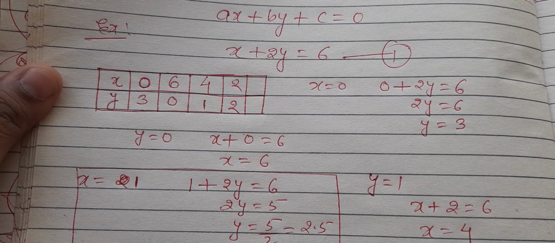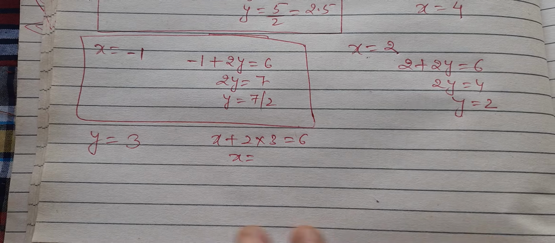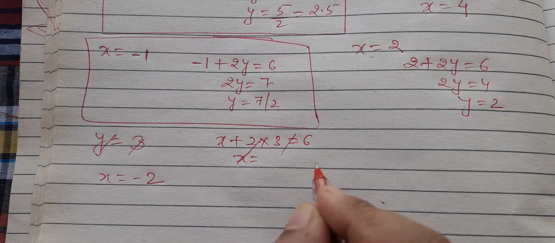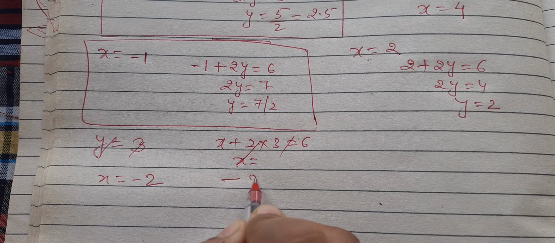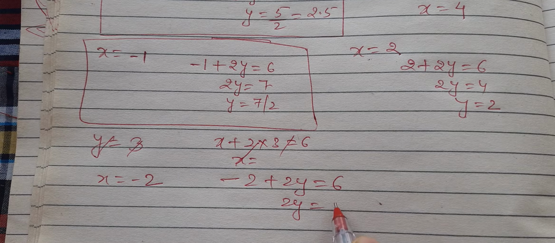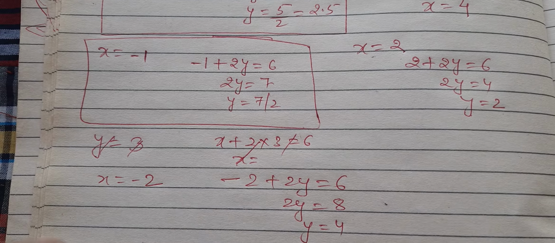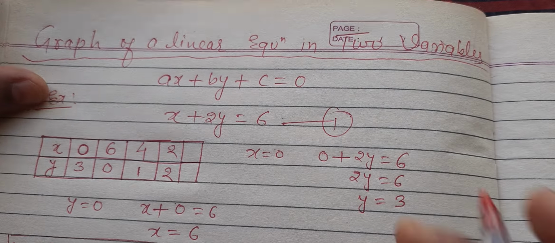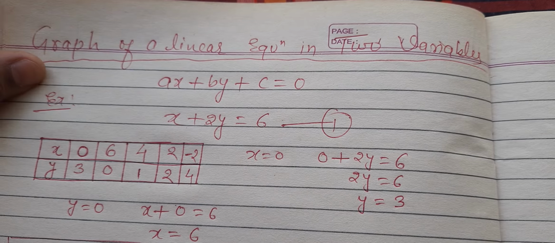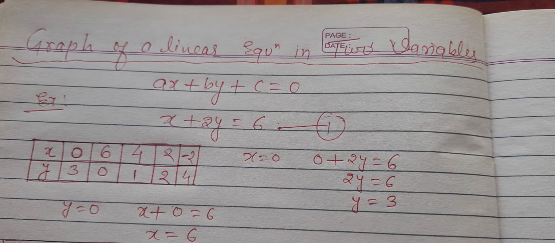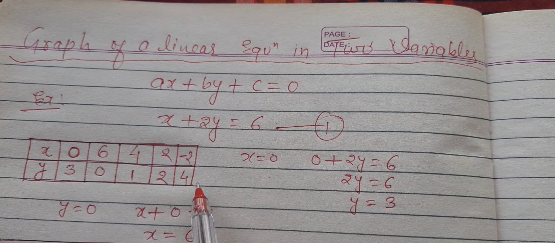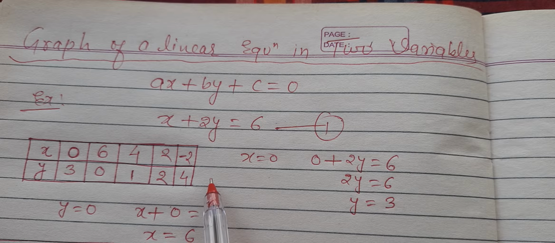So here we can put x equals to minus 2. So we'll get minus 2 plus 2y equals to 6, or 2y equals to 6 plus 2 is 8, or y equals to 4. So when we put x equals to minus 2, the value of y is coming 4. So these are the different values or solutions of the given equation. Now using these values we have to plot a graph.